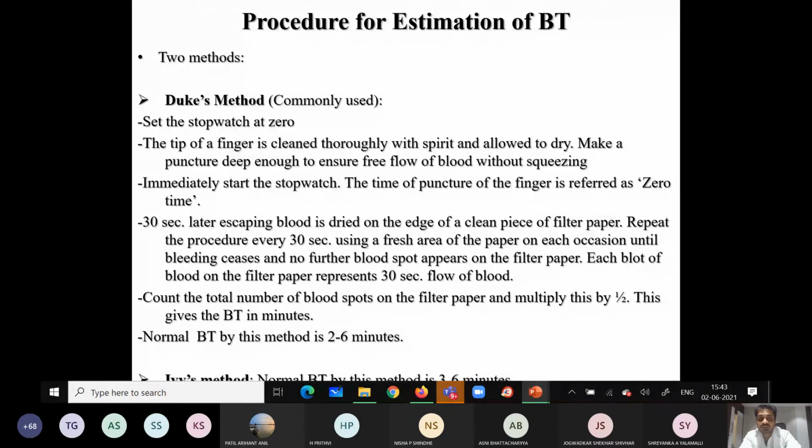Always, if the examiner in the exam asks you to tell the normal value of the bleeding time of an adult, then you should say 2 to 6 minutes by Duke's method. Don't say only 2 to 6 minutes. Only 50% mark you will get if you say 2 to 6 minutes. You should always say normal bleeding time for an average adult is 2 to 6 minutes by Duke's method.